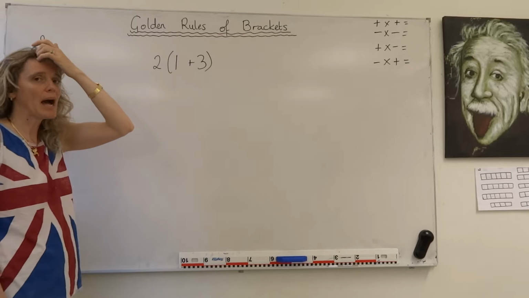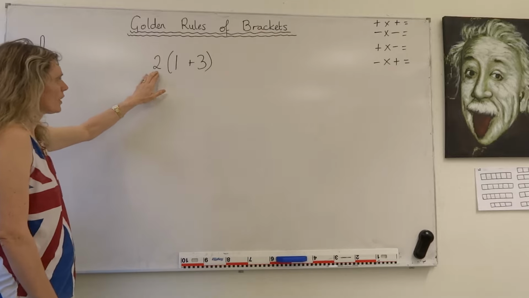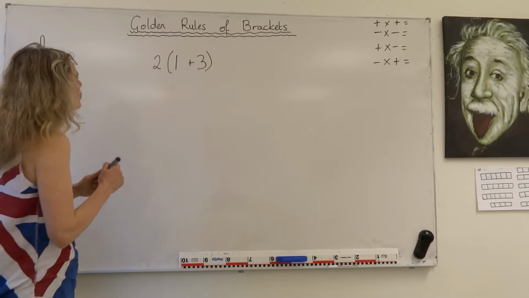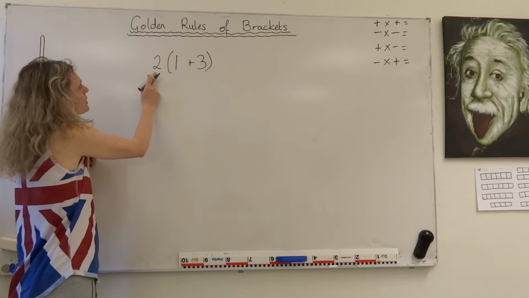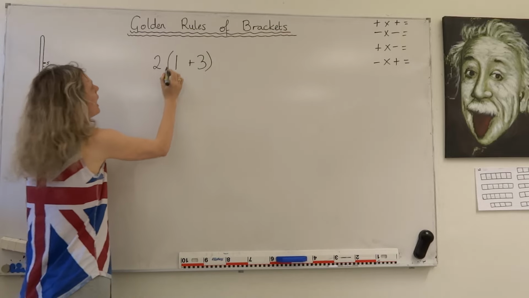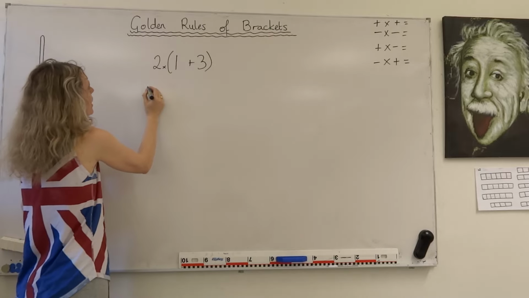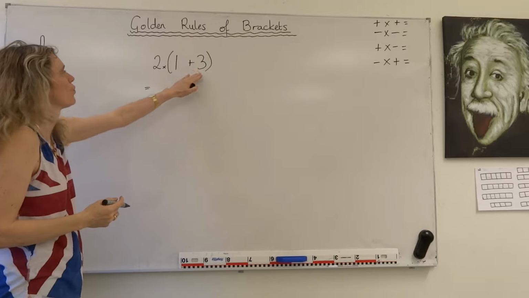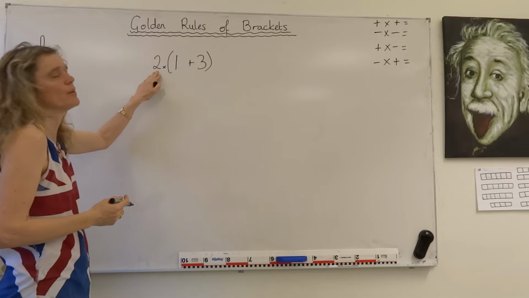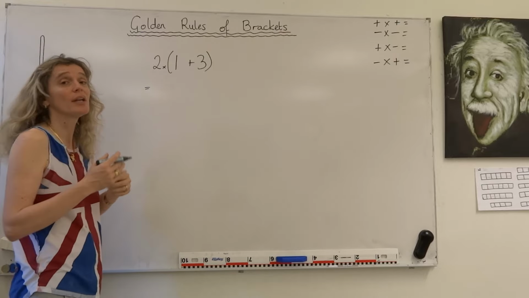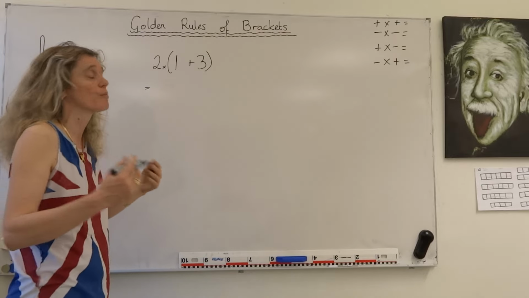Whenever there's a number outside the bracket, it has to be multiplied by everything inside the bracket. And this is the golden rule of brackets, that the number outside the bracket actually has an invisible times sign here. So if I was to do this sum, and let's ignore the fact that of course 1 plus 3 is 4 and 4 times 2 is 8, we know that we're going to get the number 8. Let's see if we get the number 8 when we use the rules of brackets.